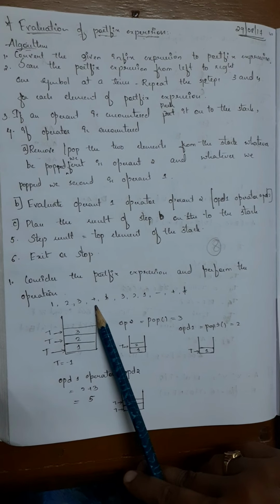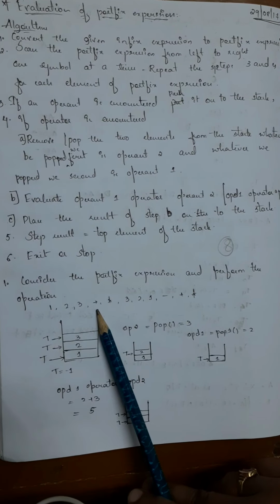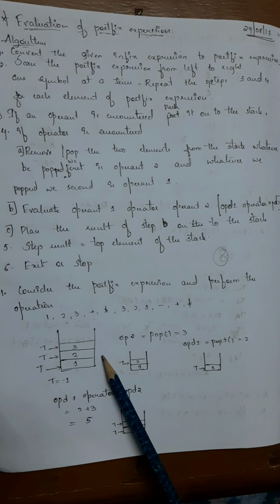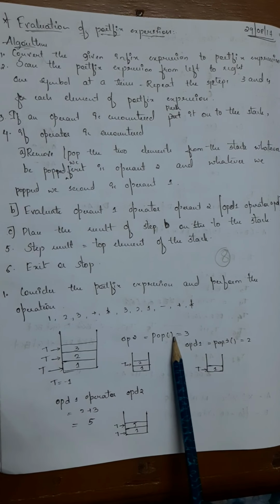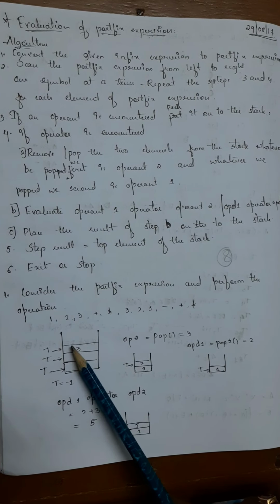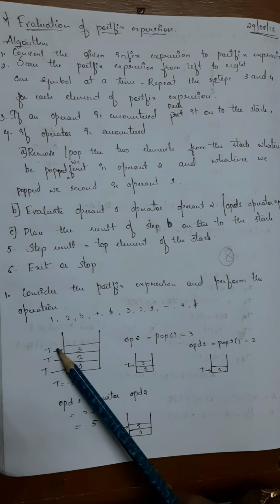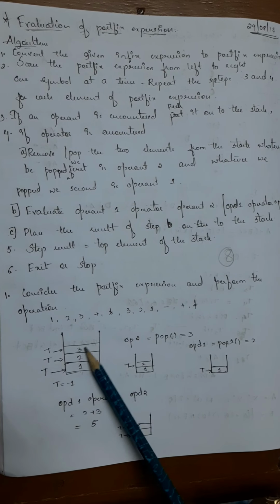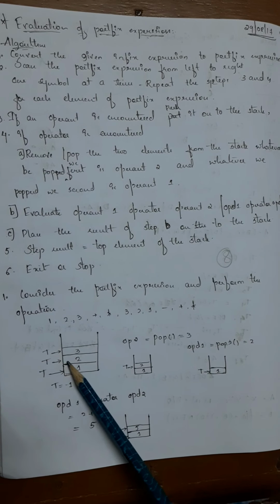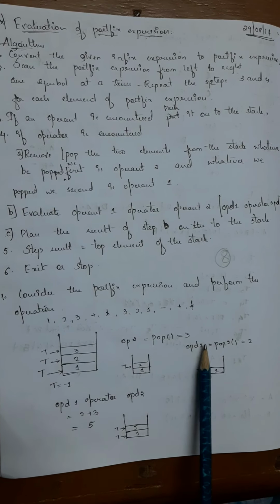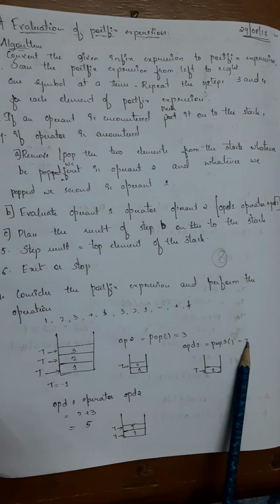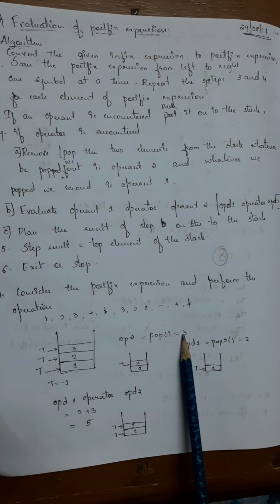Plus is a binary operator, so to perform that operator you need two operands, so we have to pop twice from the stack. Whatever we pop for the first time is considered as operand 2. Pop means wherever your top is pointing, that is removed from the stack. Now top is pointing to this location, so 3 is removed from the stack and stored as operand 2. Then top is decremented by 1. Then once again we pop the topmost element, that is 2. So operand 1 will have the value 2, operand 2 will have the value 3.